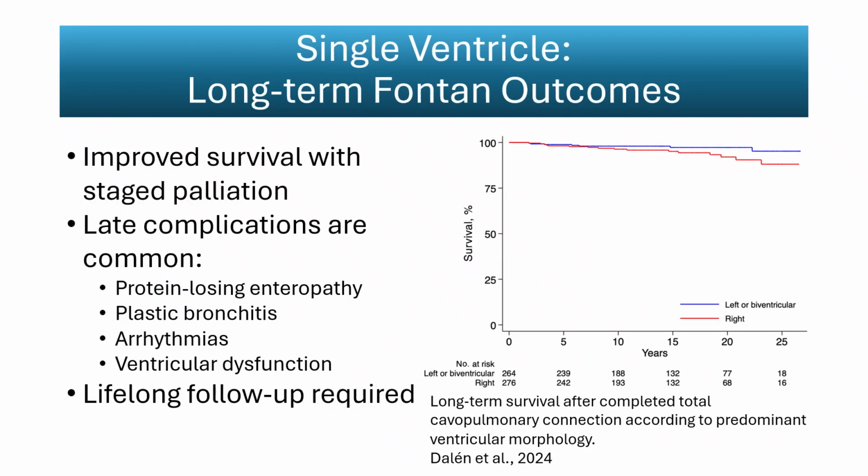The Fontan pathway has transformed survival for single ventricle physiology, but long-term complications remain frequent. Protein-losing enteropathy develops in some patients, driven by chronically elevated venous pressures and impaired lymphatic return. Plastic bronchitis is another manifestation of abnormal lymphatic flow, producing obstructive airway casts. Arrhythmias are highly prevalent, particularly atrial tachyarrhythmias due to long-standing atrial enlargement and surgical scars. Over decades, the single ventricle is at risk for systolic and diastolic dysfunction, which compromises output and limits exercise tolerance.